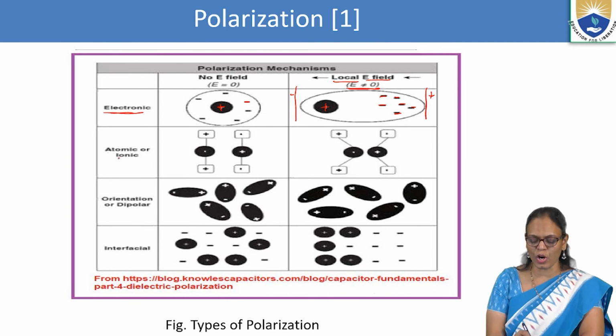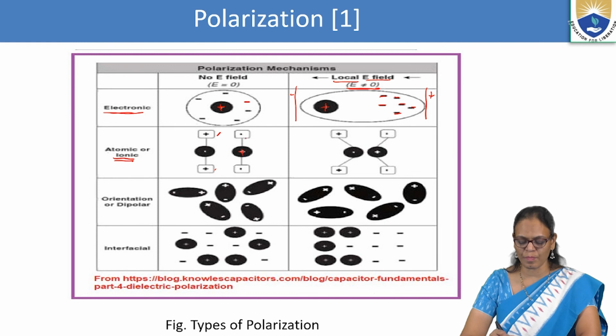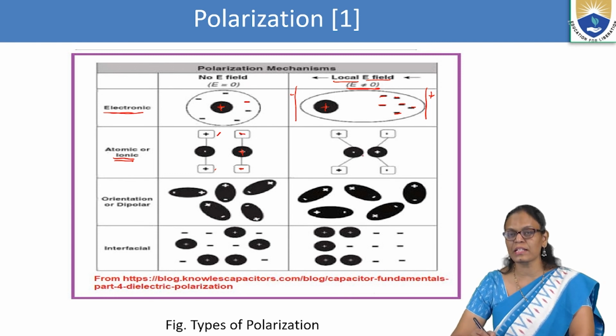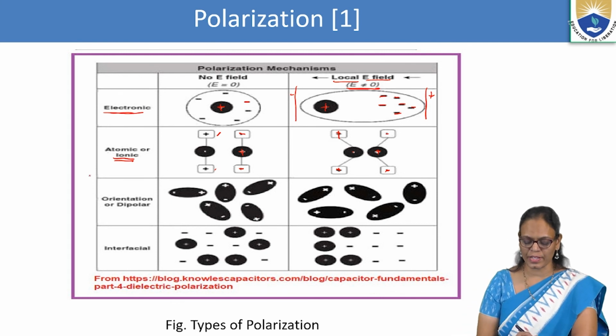Now then comes the ionic. So in ionic, what is happening? The positive and the negative ions, how are they separated? This is positive, this is negative. They are like this in the absence of the field. But when the field is applied, they get separated, so positive and negative. Here you have negative. This is how they get polarized in ionic polarization.